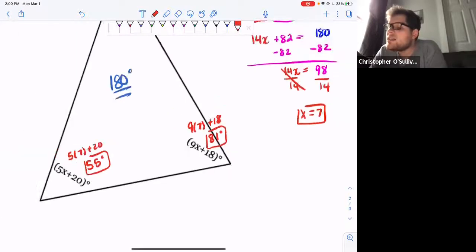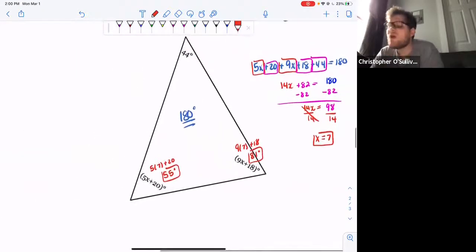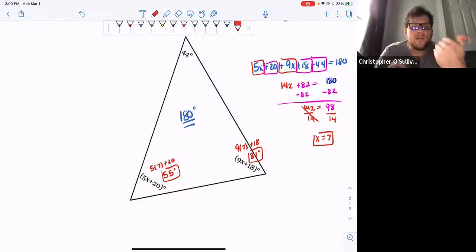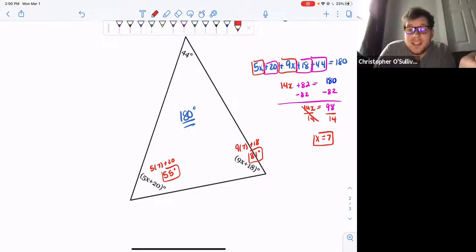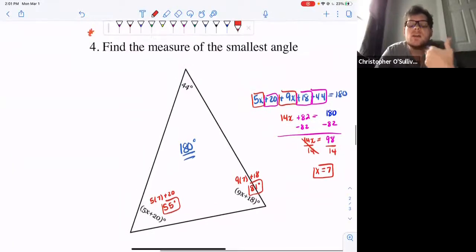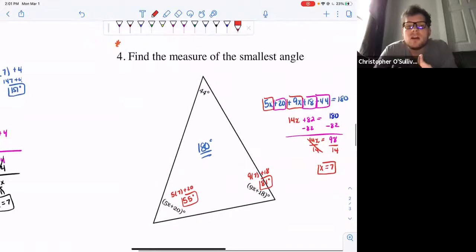So now we have to ask ourselves, what's the smallest angle? What's smaller, a 44, a 55, or an 81? Miss C, what's the smallest angle? I think that the smallest angle is 81. The smallest angle is 81? Am I correct? No, that's the largest angle. Ladies, the smallest angle is 44 degrees because that's the smallest number. So there's no trick questions with that one. If we ask you what the smallest angle is, it's the smallest number. If we ask you the largest angle, it's the largest number.